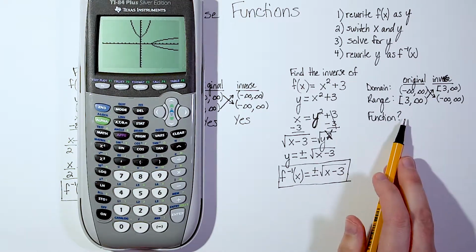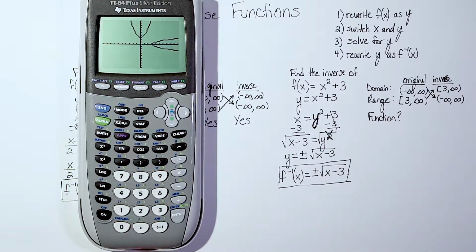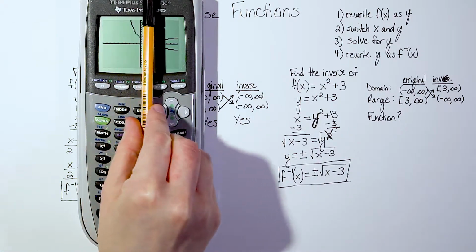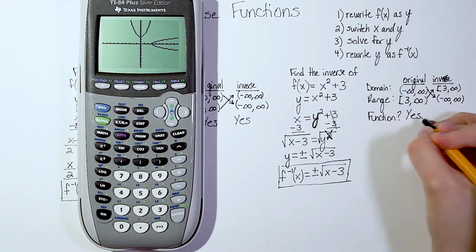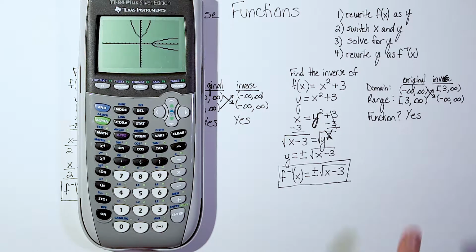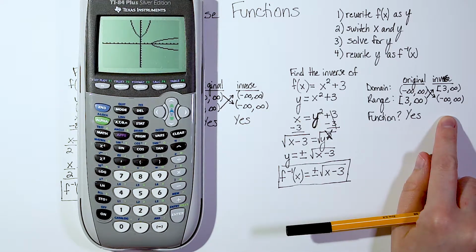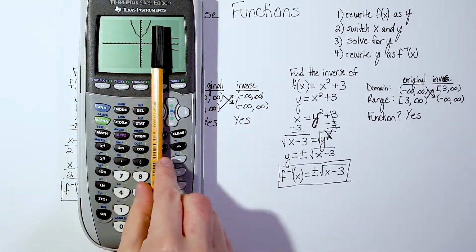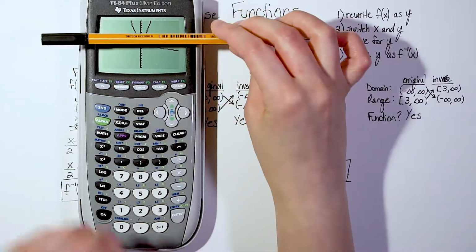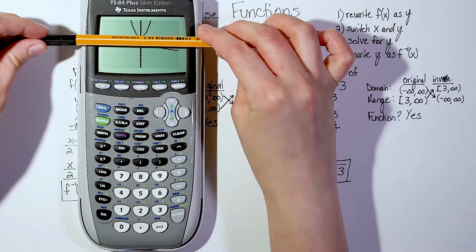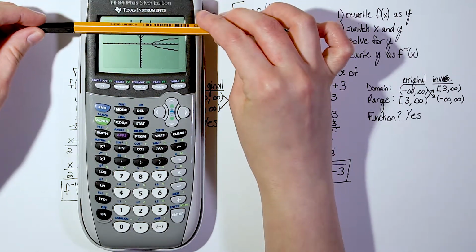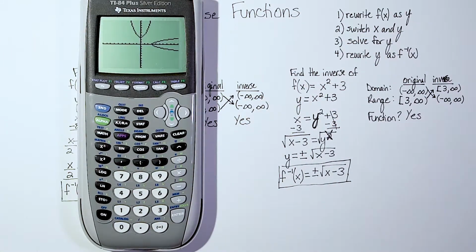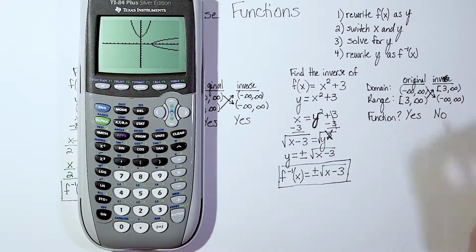And then for my function, is the original a function? Well, looking at it, the original, this top one, does it pass the vertical line test? Sure does. Yes, it is a function. What about part 2 though? What about the inverse? So I could either look at the inverse, okay, I can tell that's not a function, or I could give the original a horizontal line test. Would the original pass a horizontal line test? And hopefully you can see no. So whatever way you want to go about it, the inverse is not a function.